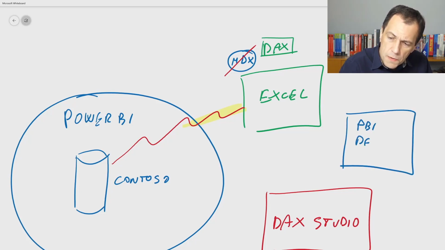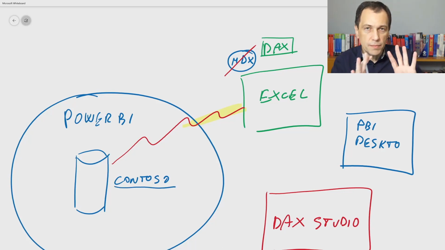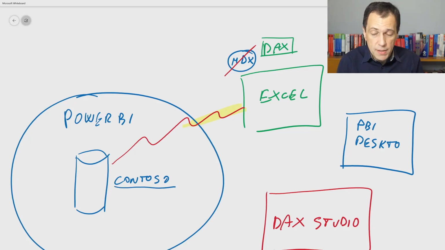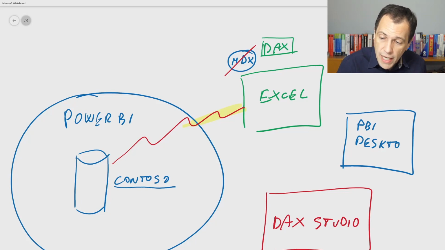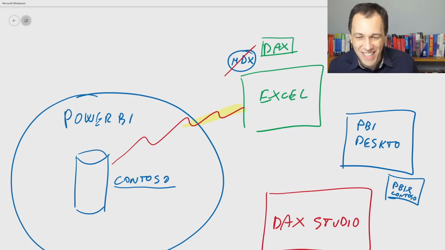Sorry, Desktop. So I have the same local copy of my Contoso. This is the Contoso dataset I published on the web. It's actually a file I have here. So I connect DAX Studio to the PBIX file Contoso. Sorry, I should stop trying to write with a pen with a wiper.